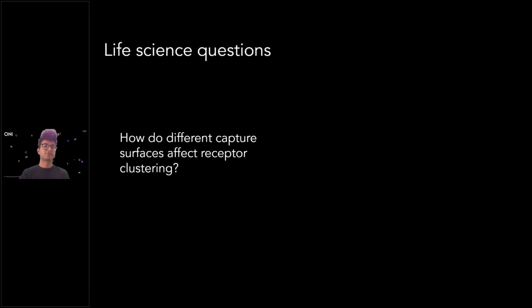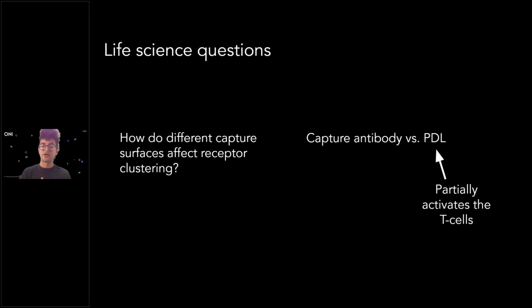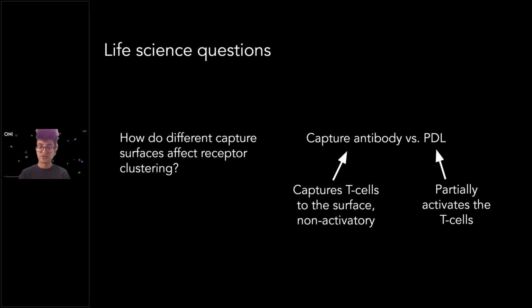And today we'll be looking at a specific question, which is, using a couple of different capture surfaces, how do the surfaces themselves affect the receptor clustering? So we're going to be looking at a capture antibody case, and we're going to be comparing it to a PDL. And the interesting thing to keep note of is that the PDL is known to partially activate the surface, and the capture antibody, in this case, captures the T cells and sticks them to the surface, but it does not activate the cells in a meaningful way. And there's a citation there on some related papers about how we come to know this.